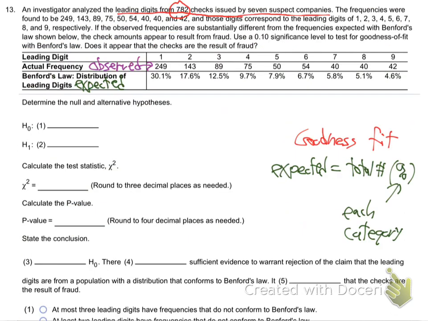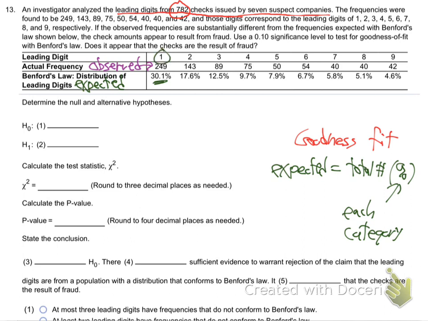They're not saying equal here. Benford's law does not say the leading digits are equal, that there's the same number of 1s as 2s as 3s. No. It's saying there's a lot more leading digits of 1 than there are of 2 or 3. So it's not equal frequency. What we're expecting, what Benford's law tells us we should expect naturally if there's no funny business, is that 30.1% of all the checks should have a leading digit of 1.